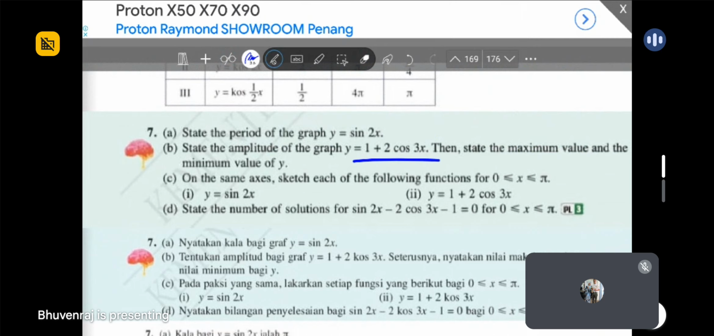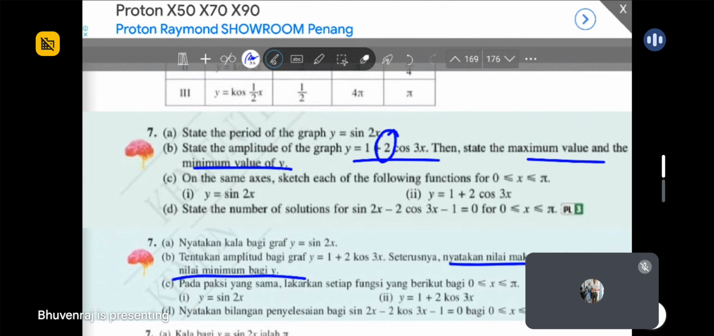Okay, so what's the amplitude over here? Of course you need to see the A value. Nilai A. So the A value is 2. So the amplitude of the graph is also 2. Okay, and then they ask you, what is the maximum and minimum value of Y? Apa nilai maximum dan minimum for Y?